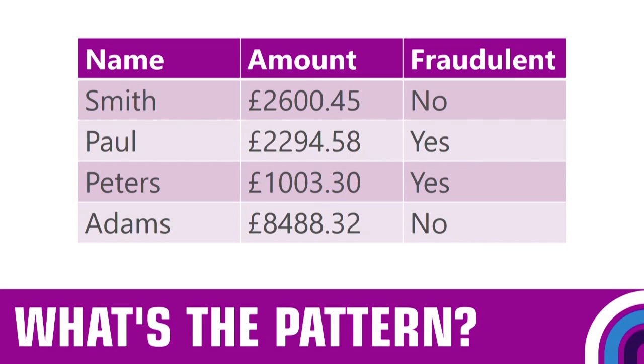Smith, Paul, Peters. Based on what you've got here, can you figure out why those two are fraudulent compared to the other two? There's two fraudulent ones, right? So Paul and Peters are fraudulent, and Smith and Adams is not fraudulent. There's a fraudulent column. I didn't see that. Why are they? I have no idea.